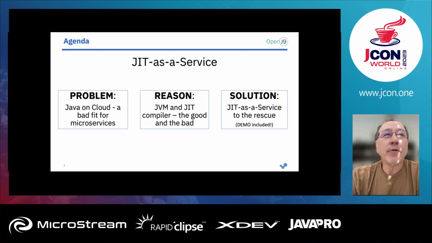So the agenda for today is we're going to talk about the problem with Java on cloud, specifically around distributed architectures like microservices. And the reason for that is the JVM and the JIT, which are great technologies, been around for a long time, but there are some good and some bad, specifically when we're talking about moving to the cloud. And then we'll finish with the solution, which is JIT as a service. And we have a nice demo at the end. Hopefully we can get to that.